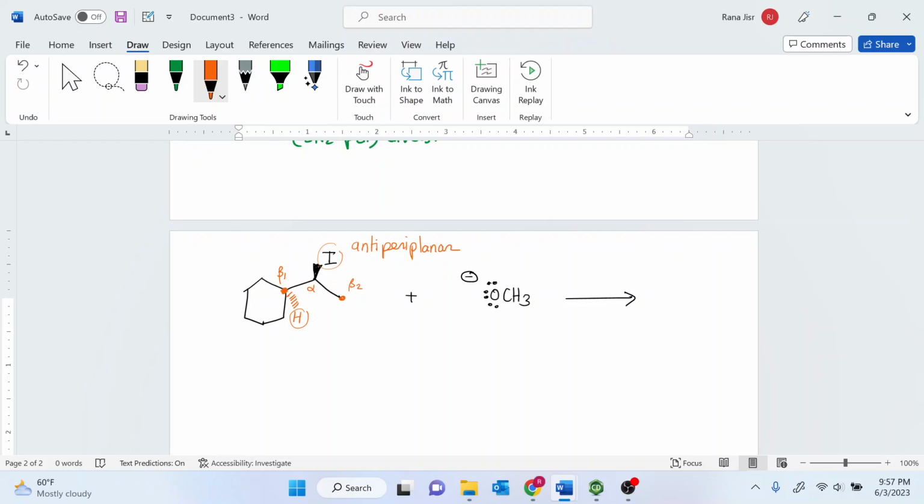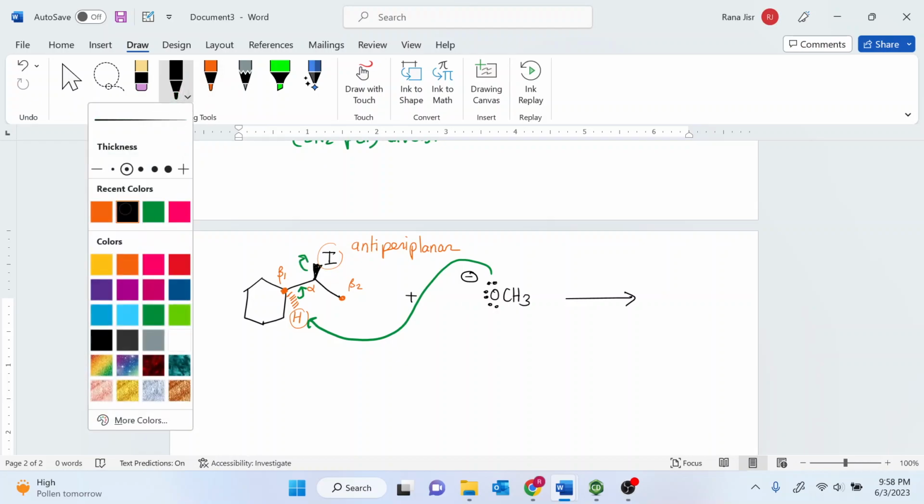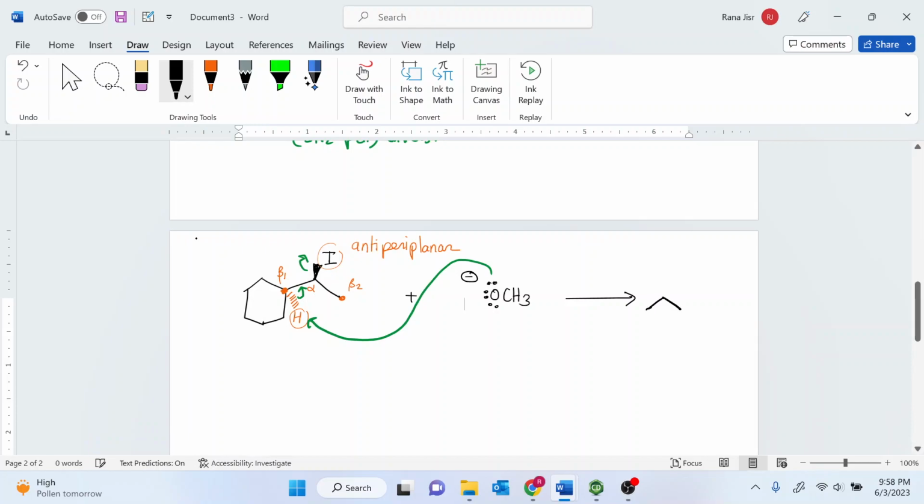So your base is going to come over here and take the beta hydrogen. And notice that I chose the beta hydrogen that is behind, which is opposite to the iodine in there. And this is going to form a double bond, and the iodine is going to leave. So the first elimination E2 product is going to form the double bond here between those two carbons in there. This is going to be the first E2 product.